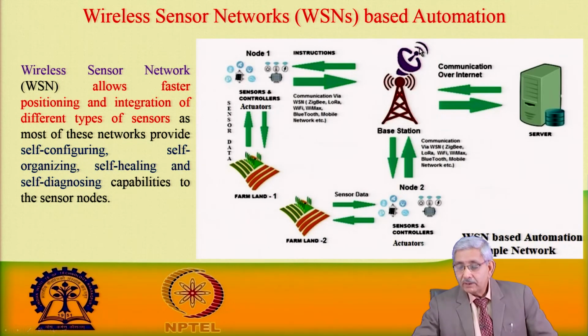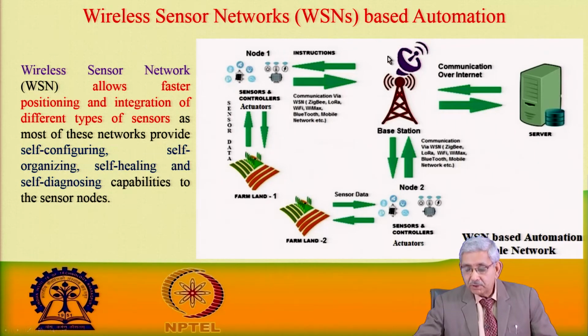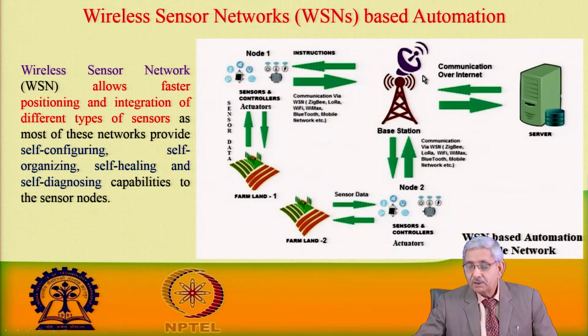From the base station the data goes to node 2, where again sensors and controllers are there. Some of the required data goes to the server, where it is stored. Then, based on the communication given to the server, it comes back to the base station, and then it is transferred to your farmland, and the communication is done.